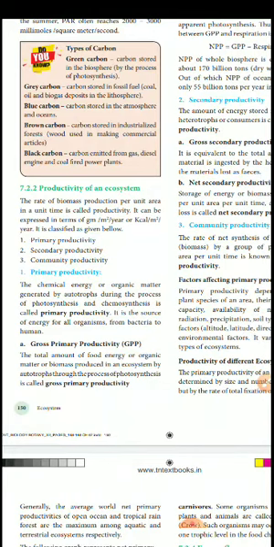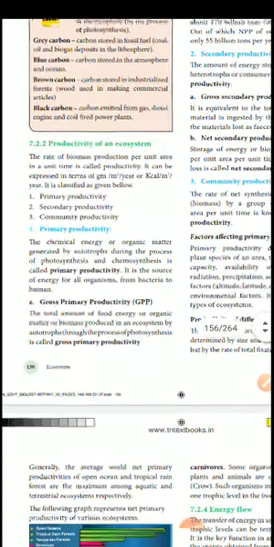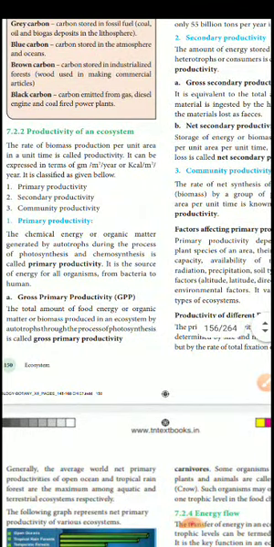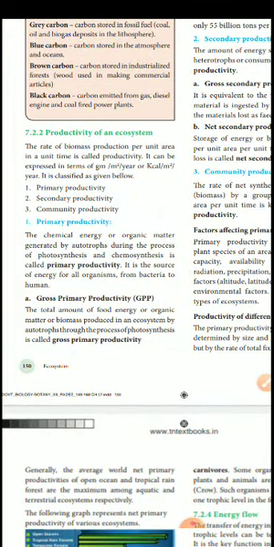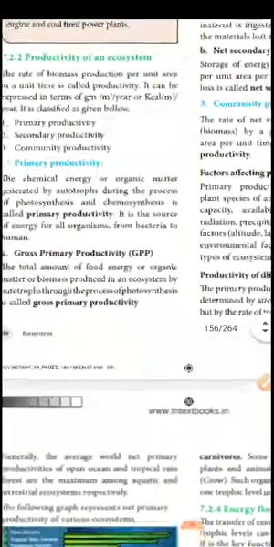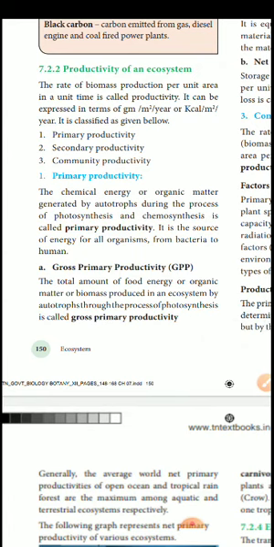This is a very important 5-mark question. Productivity of an ecosystem: the rate of biomass production per unit area in a unit time is called productivity. It can be expressed in terms of grams. The types are primary productivity, secondary productivity, and community productivity.